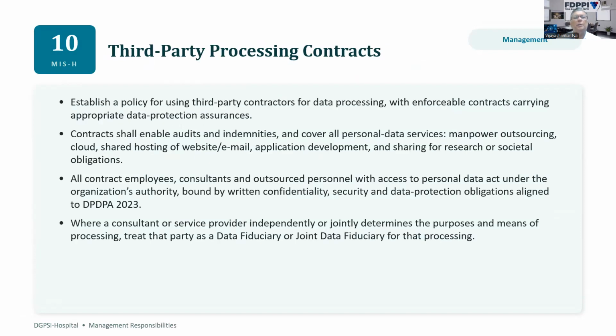The 10th implementation specification is regarding third-party processing contracts. Establish a policy for using third-party contractors for data processing with enforceable contracts carrying appropriate data protection assurances. Contracts should enable audits, indemnities, cover all personal data services, manpower outsourcing, cloud or shared hosting of website, email, application development, and sharing of research or societal obligations.